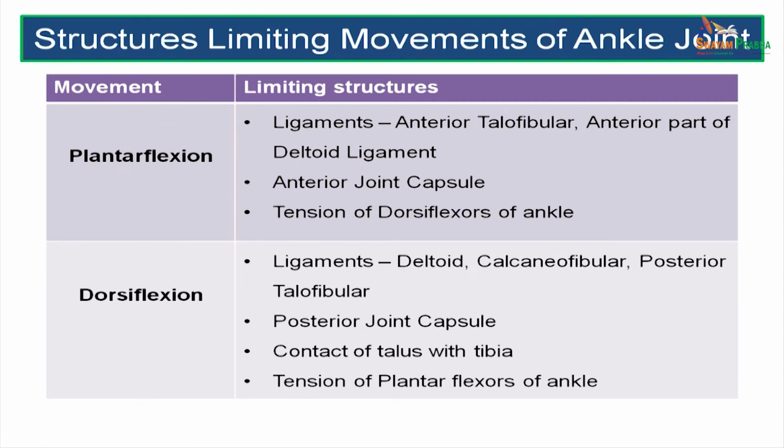Structures limiting movements of the ankle joint. Plantar flexion is limited by anterior ligaments like the talofibular, anterior part of deltoid ligament, anterior joint capsule, tension of dorsiflexors of the ankle. Dorsiflexion is limited by posterior ligaments, posterior parts of deltoid, calcaneofibular, posterior talofibular, posterior joint capsule, contacts of the talus with the tibia, and tension of plantar flexors of the ankle.